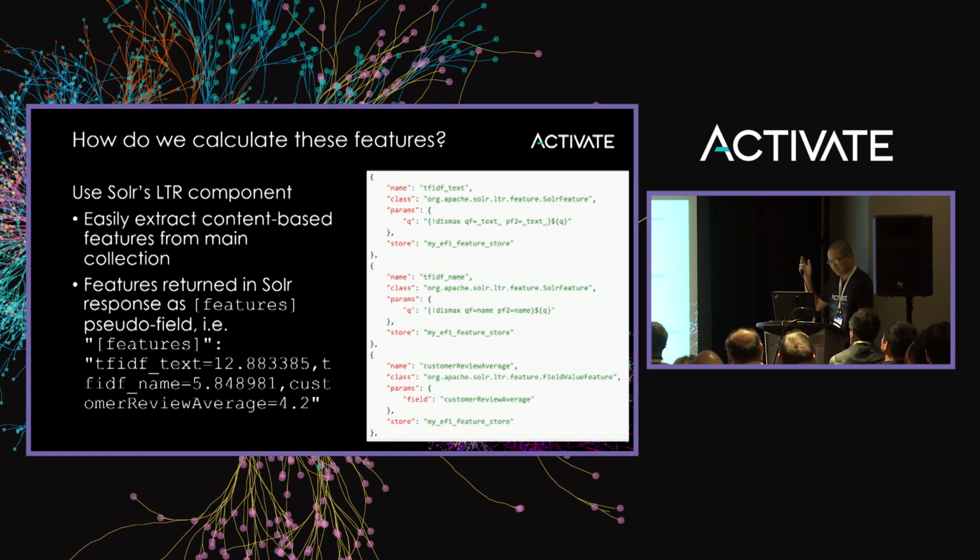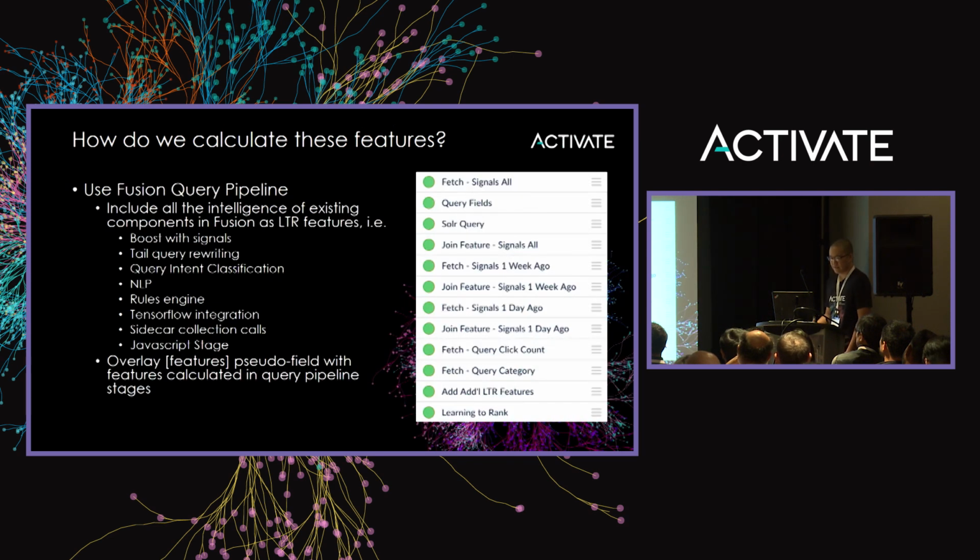So how do we calculate these features? We can use Solr's LTR components. Solr's LTR component makes it really easy to extract content-based features. If you want to learn more about this, there are plenty of docs about how to do this. The one thing that's a little bit different is that we're also using Fusion to calculate features as well.